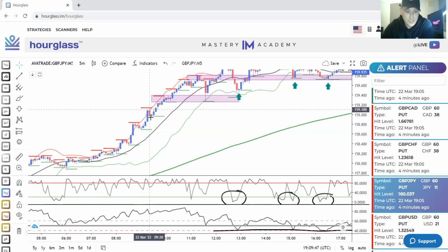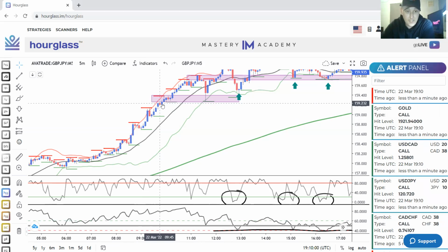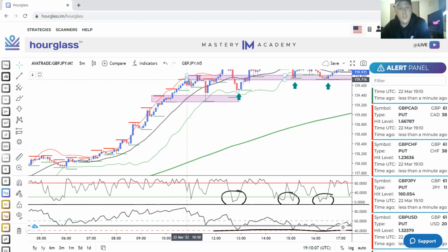And then you had another red retracement candle, and then you had a blue candle going in our direction. So we'd have entered at the close of that candle, and we would have won. And then another red candle, and then another blue candle, we would have entered, and we would have won. And then one red retracement candle, and then a blue candle, we would have entered, and we would have won.